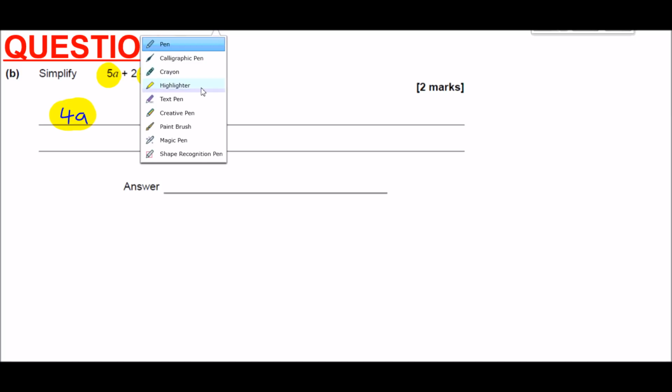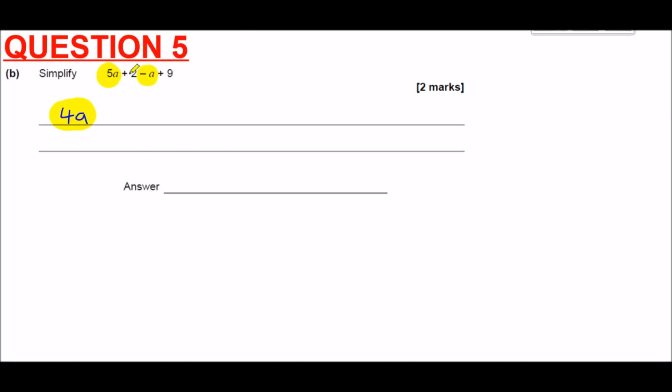Now looking at the numbers, both numbers, the 2 and the 9, have plus signs in front of them. So they're both positive. So if we add 2 and then add 9, that's the same as adding together a total of 11, because 2 plus 9 is 11. And so our answer is 1 mark for 4a, 1 mark for positive 11, 2 marks having both. And that's question 5 done.